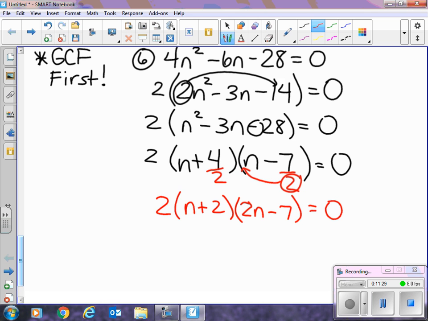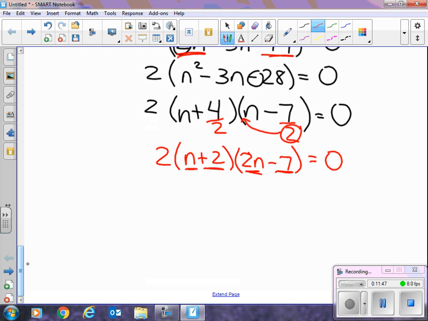Before we go any further, double check your first and your last, especially for that trinomial at the top. Don't worry about the 2 on the outside. N times 2n does make 2n squared, and positive 2 times negative 7 makes negative 14. So we know we did the factoring part right. What we need to do at this point is do the solving piece. Because there's a 2 on the outside, to make it go away, we divide by 2 on both sides, and it divides away. So now you've got n plus 2 times 2n minus 7 equals 0. And we're back to where we can do our baby equations.